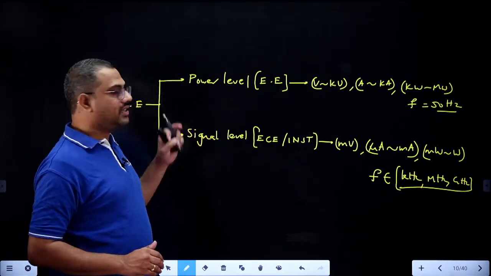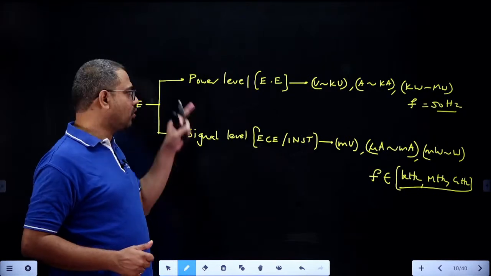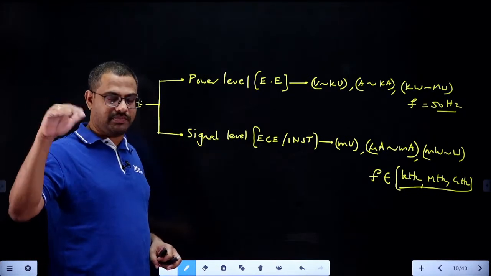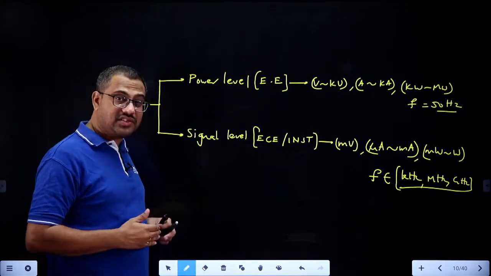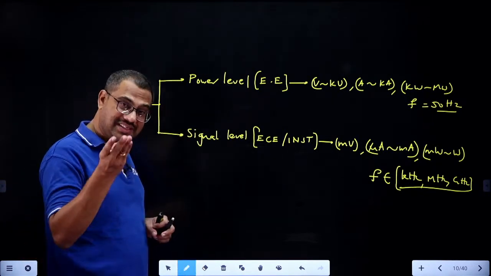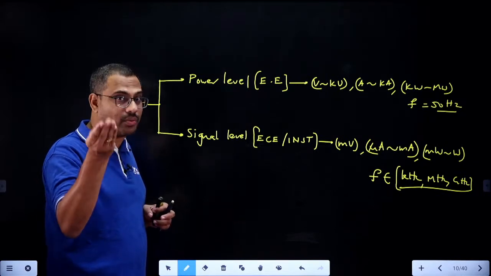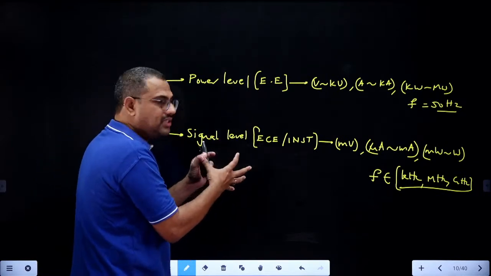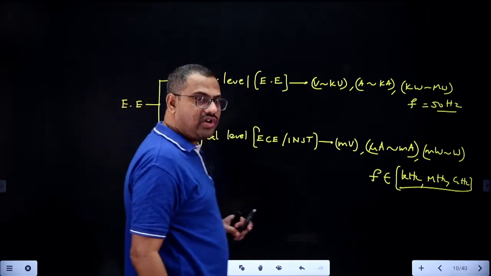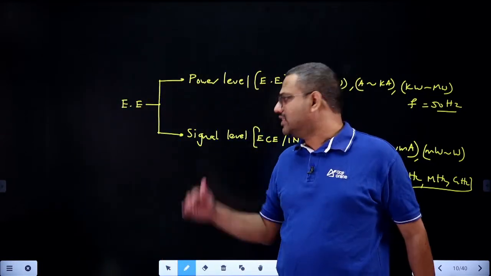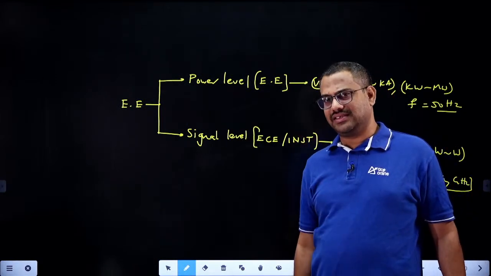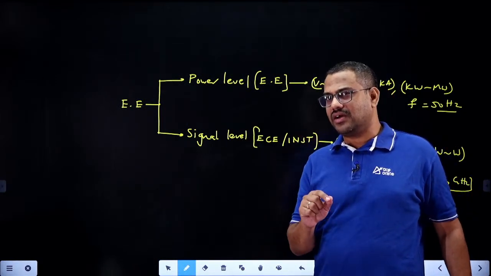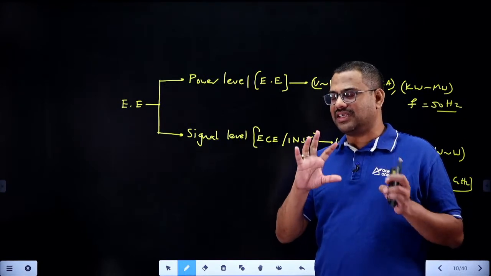So what are the core subjects for electrical? The core subjects for electrical are power electronics, power systems, and electrical machines. They are all power level. What are the core subjects for electronic people? Signals and systems, analog, digital, microprocessor. Now, because of this difference between signal level and power level, the performance analysis of both the applications is different.